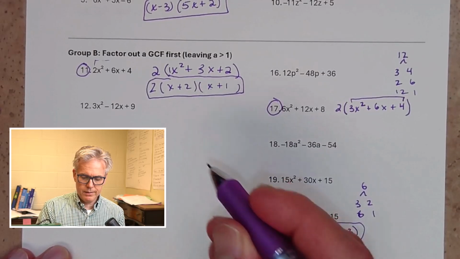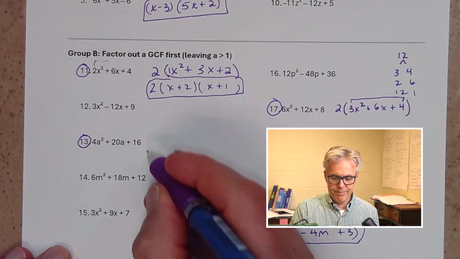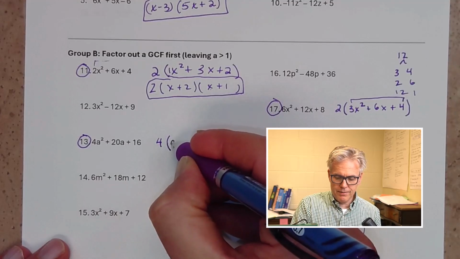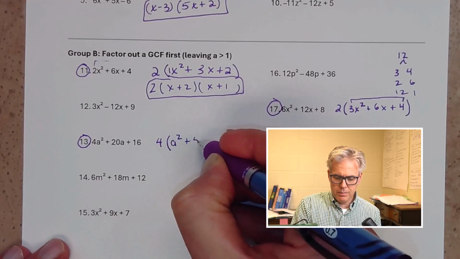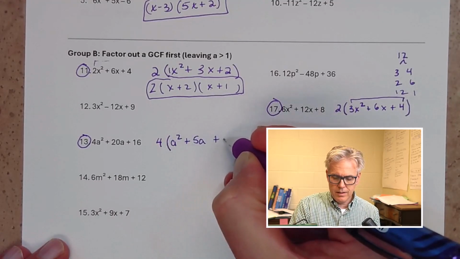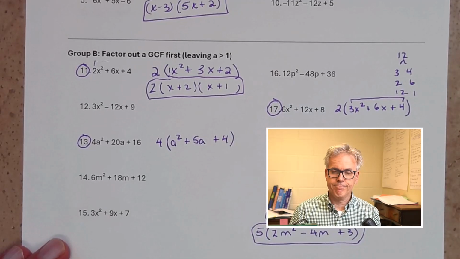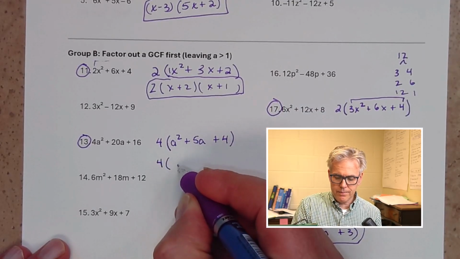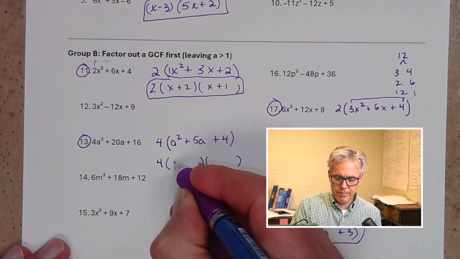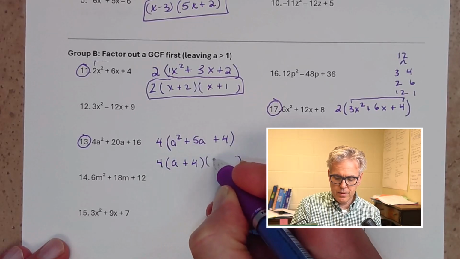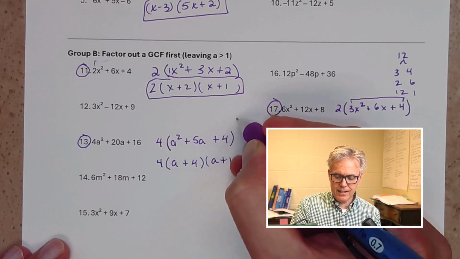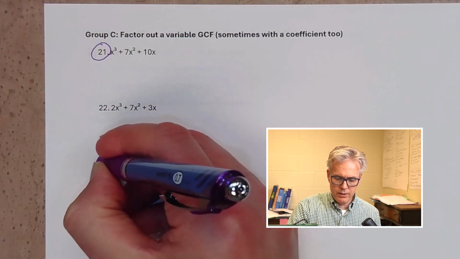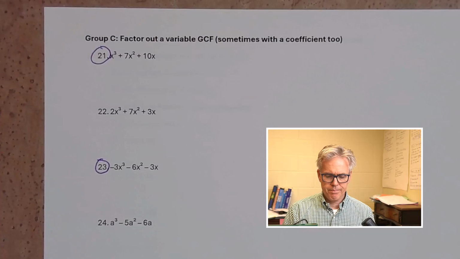Let me pull around to 13. So I've got a common factor of 4. What am I left with? A squared plus 5a plus 4. Okay, so we can factor this, right? So I've got a 4 times a plus 4, a plus 1. Again, factors of 4. Let's try 21 and 23. We'll see how these turn out.